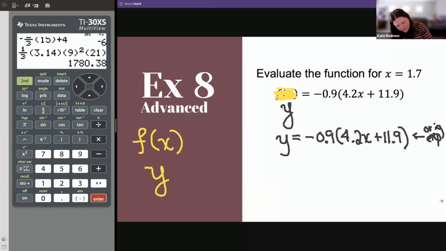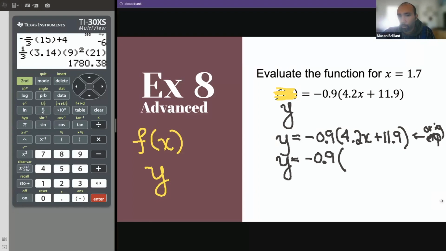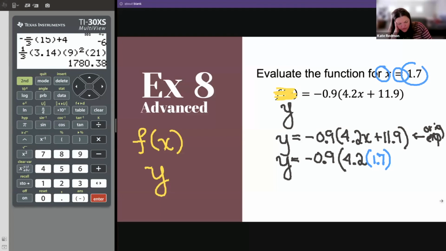Help me out, Mason. So y equals negative 0.9, open parenthesis 4.2, open parenthesis. Good. A lot of students would be confused. Can I open another parentheses? Yes, you can. 1.7. Good. X is not a mystery. X is 1.7. Beautiful. Now, really important though, make sure you close that parentheses or you're going to get all in a muddle.